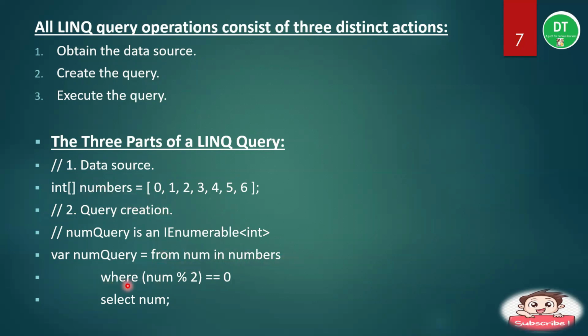Then after that we are writing where, then in brackets we are writing num modulo 2 equal to 0. Means we want to fetch the numbers which when divided by 2 have modulo 0. Means we are trying to retrieve only even numbers here, because this condition is used for even numbers. Then after that we are writing select num. Means we want to retrieve only those numbers which are even from this numbers array, and we are storing this even number array into numQuery. This is the variable which we have created here.